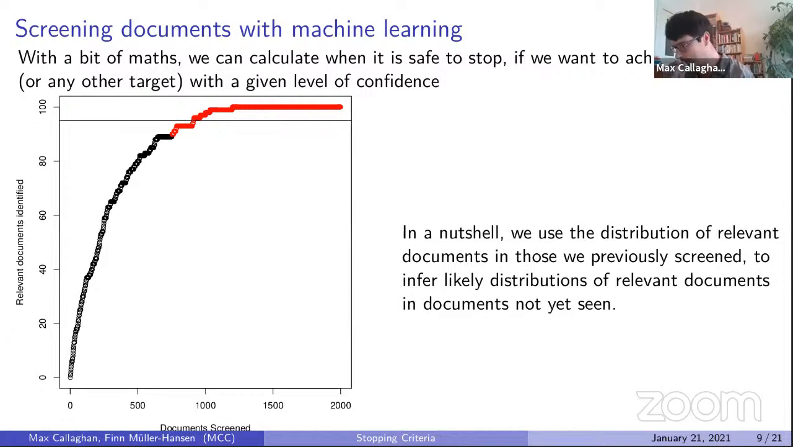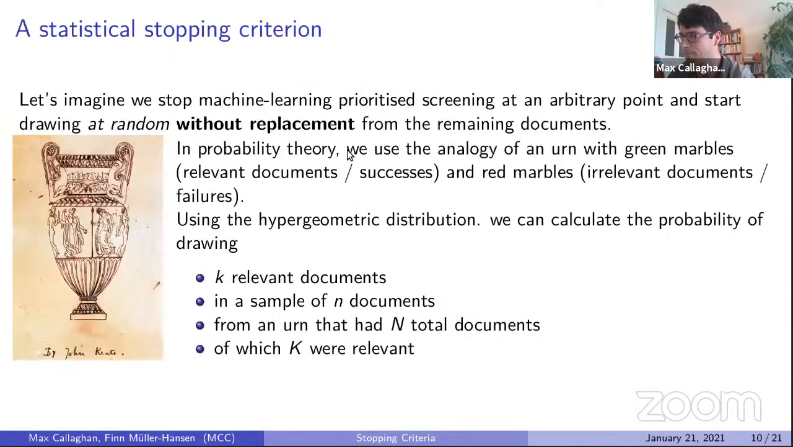And what we can do is use a bit of probability theory to infer from the documents that we've already seen something about the distribution of relevant documents in the future. So in probability theory, we use the analogy of an urn with green marbles, which are relevant documents or successes, and red marbles, which are irrelevant documents or failures. And we're drawing these out at random from the urn.